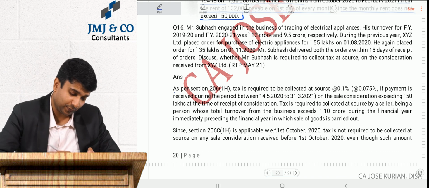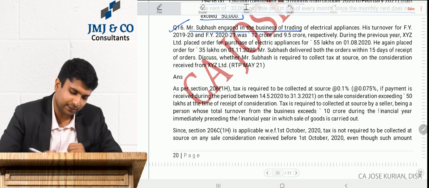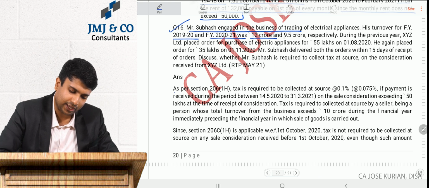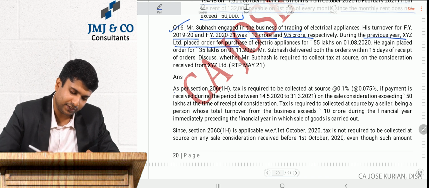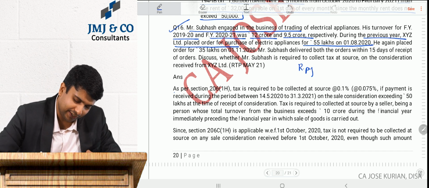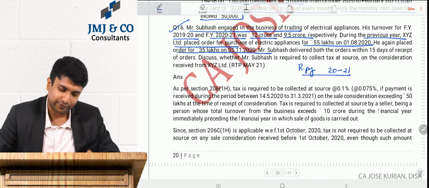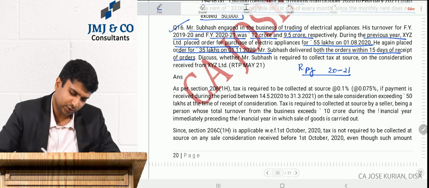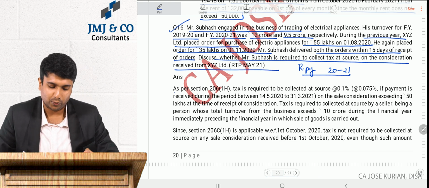So friends, now let's discuss question number 16, the last question of this particular RTP. Mr. Subhash is engaged in the business of trading electrical appliances. His turnover for financial years 2019-20 and 2020-21 was 12 crore and 9.5 crore respectively. During the previous year, XYZ Limited placed an order for purchase of electrical appliances for 55 lakhs on 1/8/2020. So the relevant previous year is 2020-21. He again placed an order for 35 lakhs on 1/11/2020 and Mr. Subhash delivered both orders within 15 days of receipt of orders. So discuss whether Mr. Subhash is required to collect tax at source on consideration received from XYZ Limited.